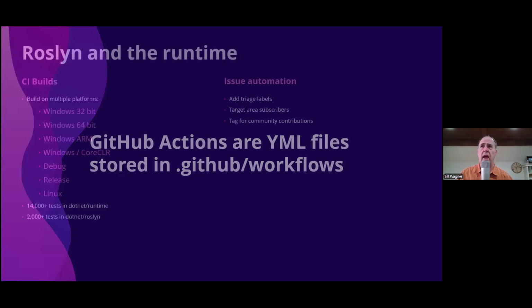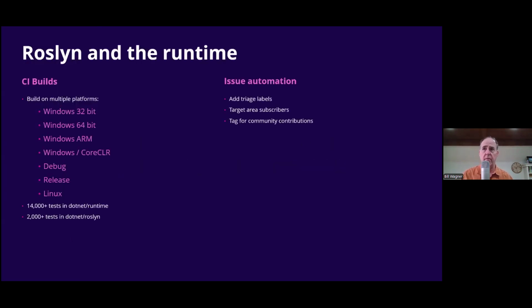So what kind of things do we have? All right, so I kind of mentioned some of this already. We have CI builds in Roslyn and the runtime that run in all these different configurations. 14,000 tests plus in .NET/runtime, 2,000 tests plus in the compilers.